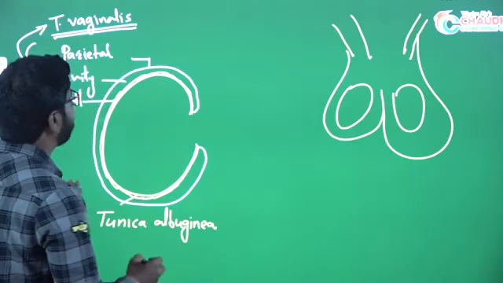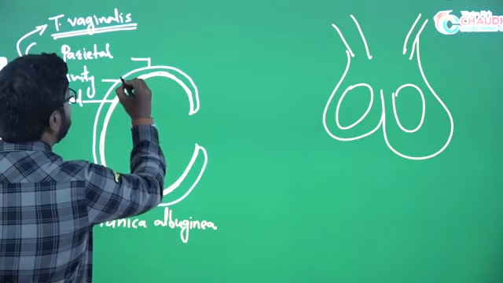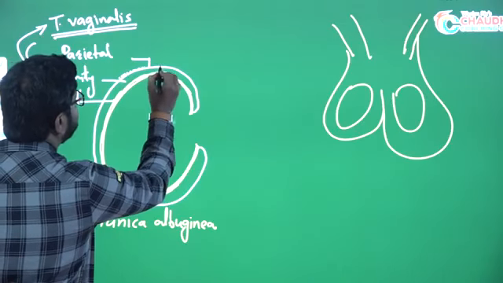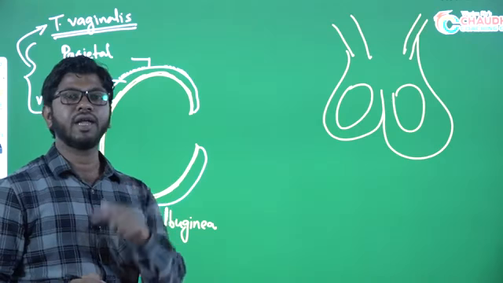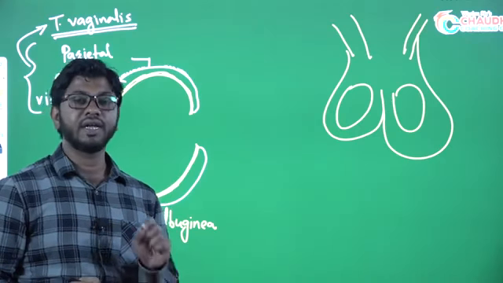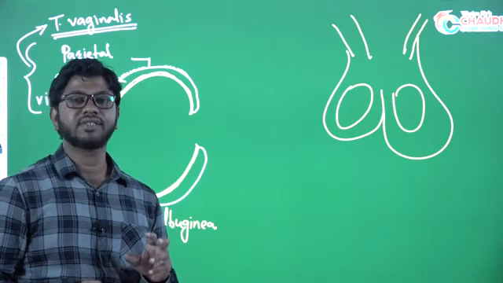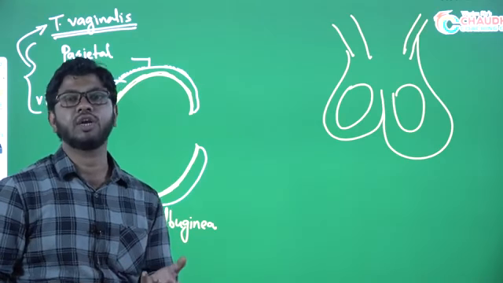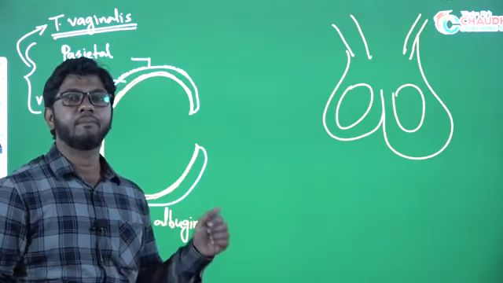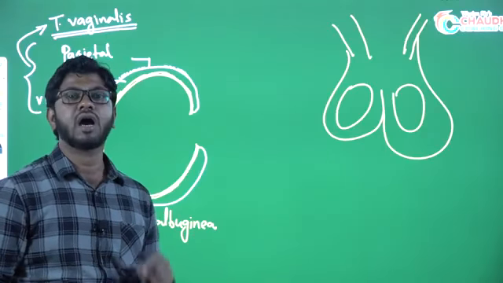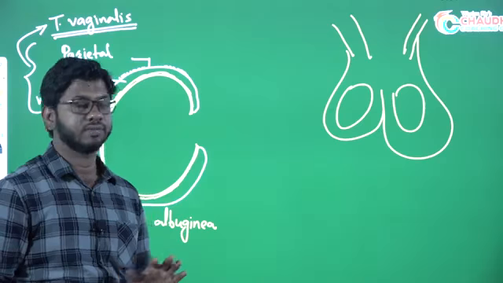This parietal layer has some minute interruptions of the peritoneal membrane. The presence of peritoneal membrane in the covering of the testis indicates that the testis is abdominal in origin. So this is the proof: the presence of what? Peritoneal membrane in the outer covering of the testis.